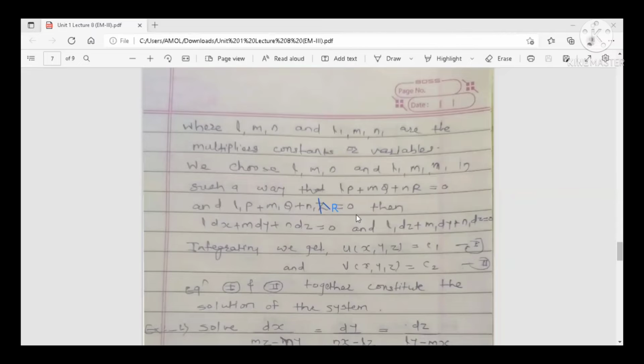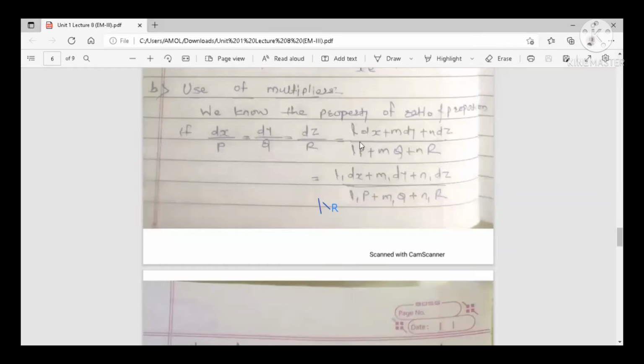Then the numerators are also 0. I have explained that if we are multiplying the denominator terms by L, M, N, then we have to multiply the numerator terms also by L, M, N, so that we have the term L dx plus M dy plus N dz is equal to 0. If the denominator is 0, then the numerator is also 0. So we can write L dx plus M dy plus N dz is equal to 0.